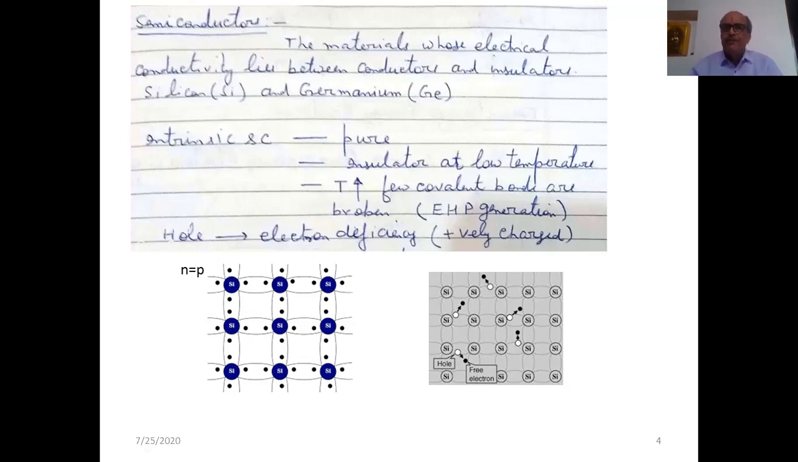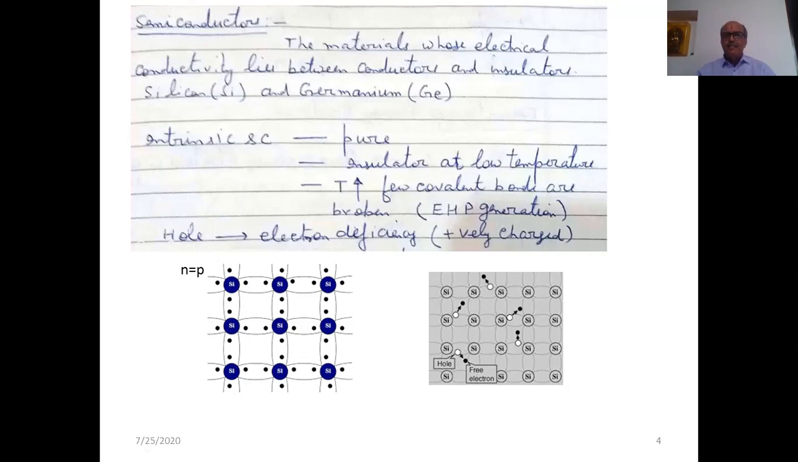They belong to the fourth group of the periodic table. So you will remember all these things, silicon and germanium, and they belong to the fourth group of the periodic table. Now comparing with the resistance, if you increase the temperature of the semiconductor, its resistance decreases. That means unlike conductors, they have a negative temperature coefficient.